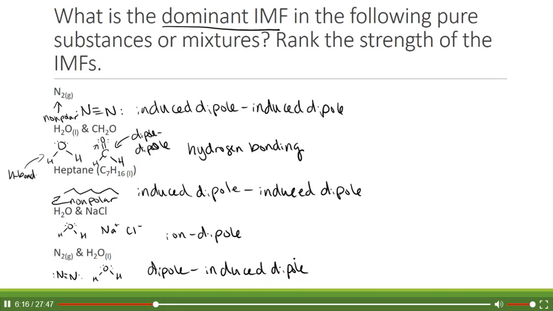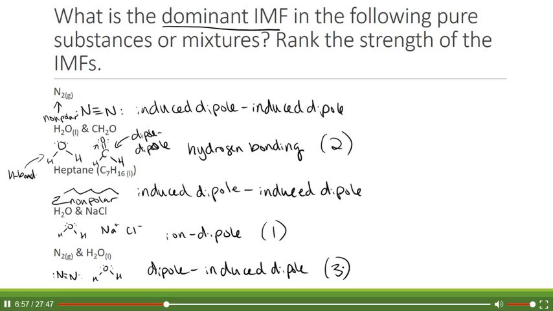Okay. Now we want to rank the strengths of the intermolecular forces relative to each other. The strongest here is ion-dipole. Next would be our water and formaldehyde with hydrogen bonding. And then we have some nonpolar London dispersion forces as the last three. Dipole, induced dipole is going to be the strongest of those, although still not that strong of an interaction.